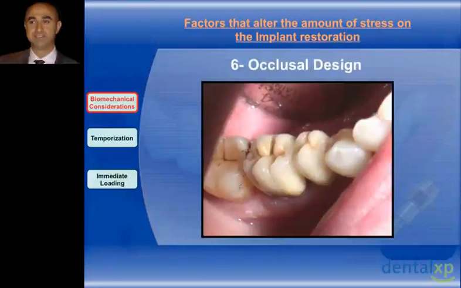Occlusal design, again from an implant prosthodontic concept. Whenever we are placing crowns on implants, we don't want these high cuspal inclinations and steep cuspal inclinations. We don't want these grooves, because all these inclinations actually tend to create more shearing forces and lateral forces from the normal occlusal forces.